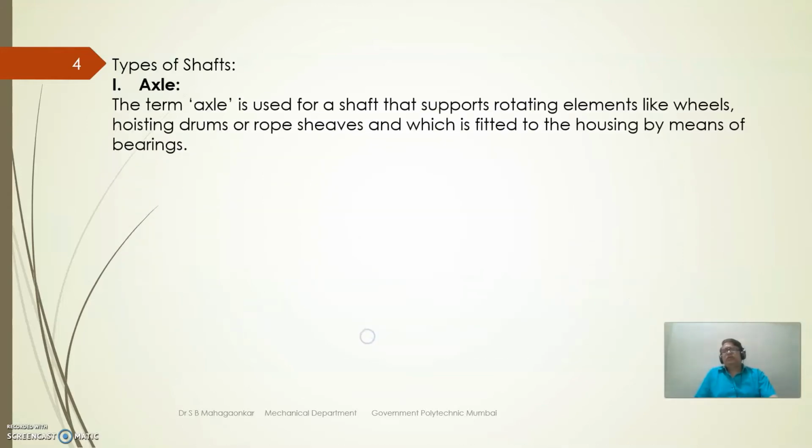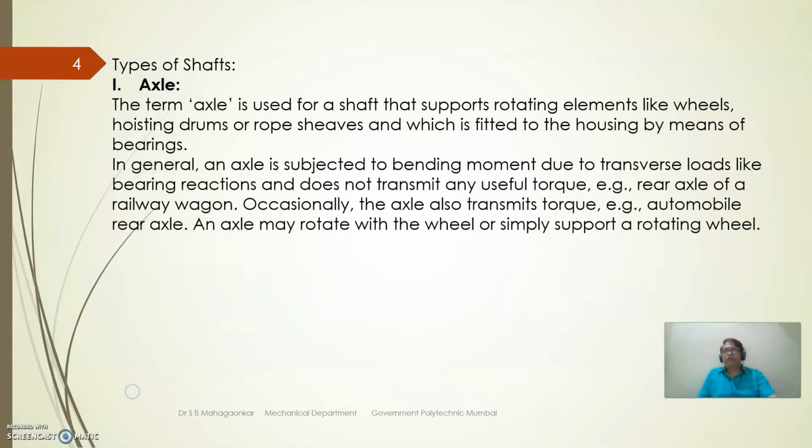Okay. An axle is used to support a rotating element like wheels. The wheels of a bicycle or a bike are mounted on the axle, or the hoisting drums and rope sheaves are all mounted on the axle. These axles are held in bearings. So this drum rotates through the bearing, right? Whereas the axle is a supportive member. It takes only the bending load.